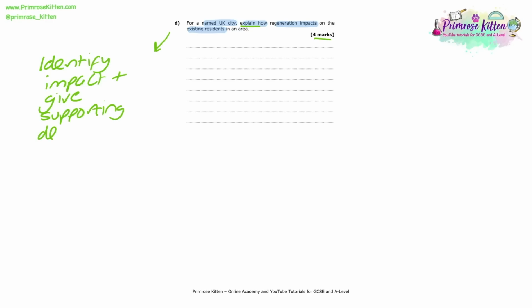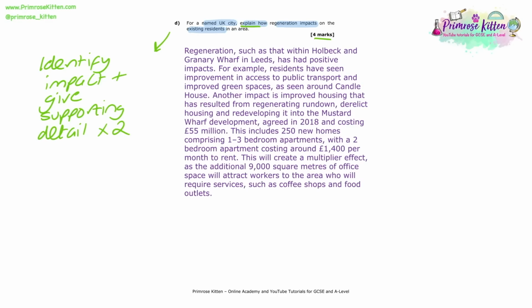Part D. For a named UK city, explain how regeneration impacts on the existing residents in an area for 4 marks. For this question, you should aim to identify 2 impacts and provide supporting detail for each. A possible response might read, that regeneration, such as that within Holbeck and Granary Wharf in Leeds, has had positive impacts. For example, residents have seen improvement in access to public transport and improved green spaces, as seen around Candle House.